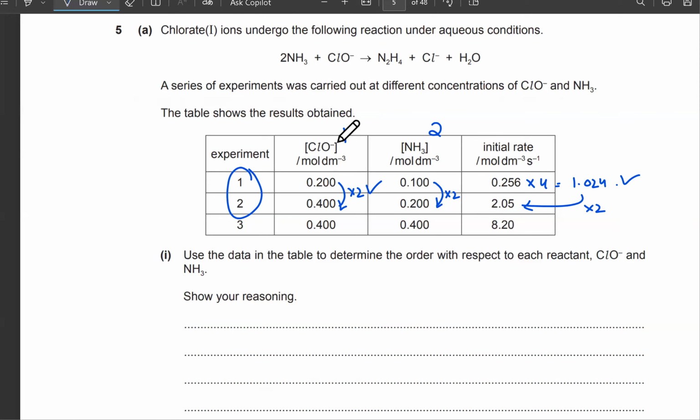Yeah. No, yeah. See, you get this point, right? That we already knew that ammonia is order 2, right? Is that clear? Yeah. So I'm going to factor this one out because I already know what this is going to do. So ammonia is going to be doubled, right? So the rate of the reaction will become what, 4 times? So it should be 1.024, right? Is that clear?